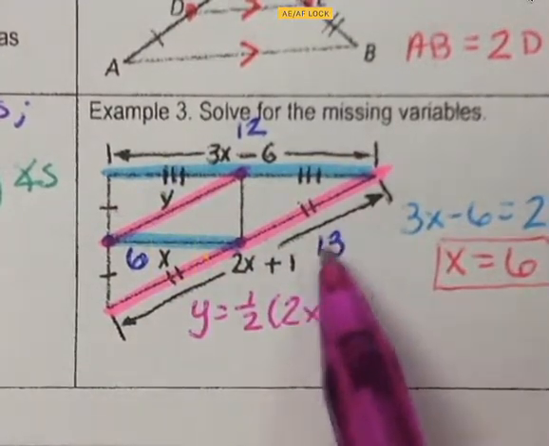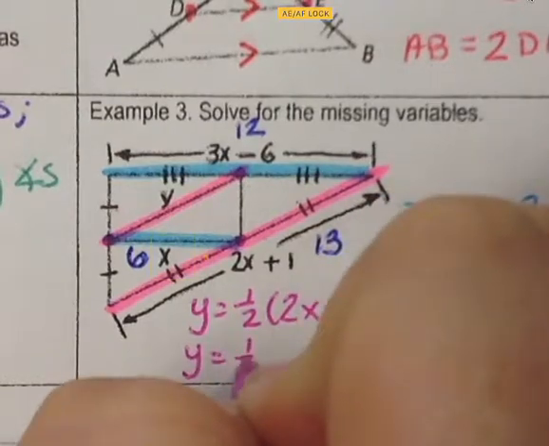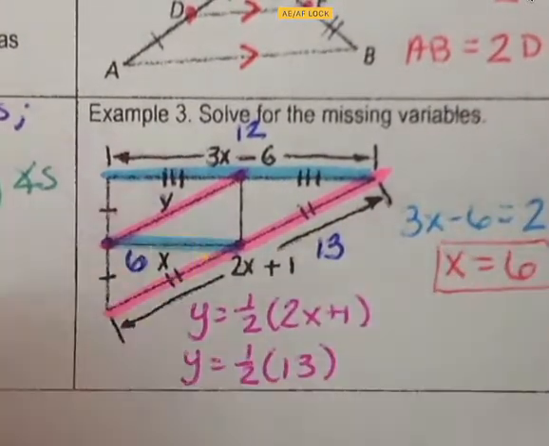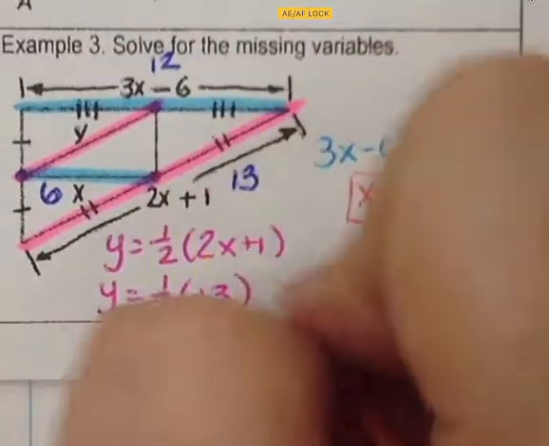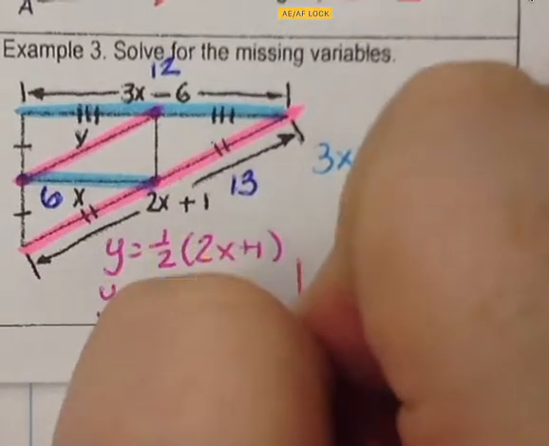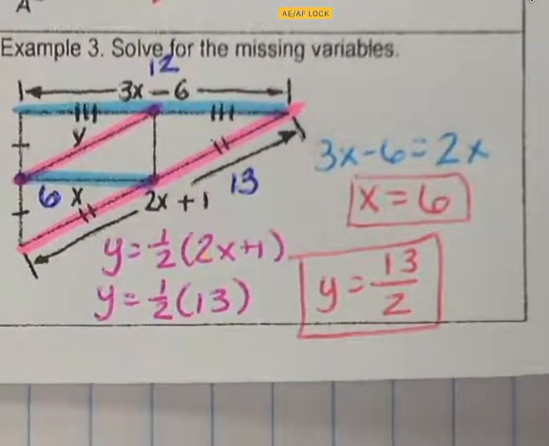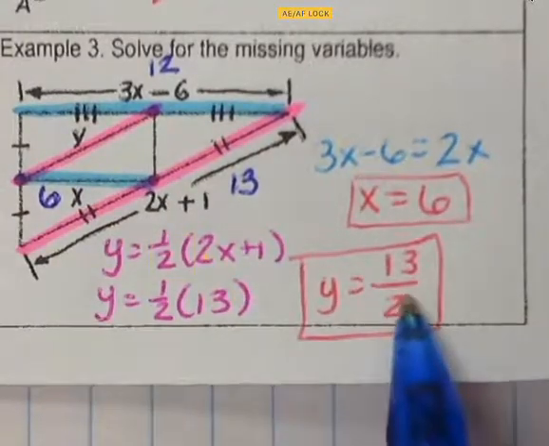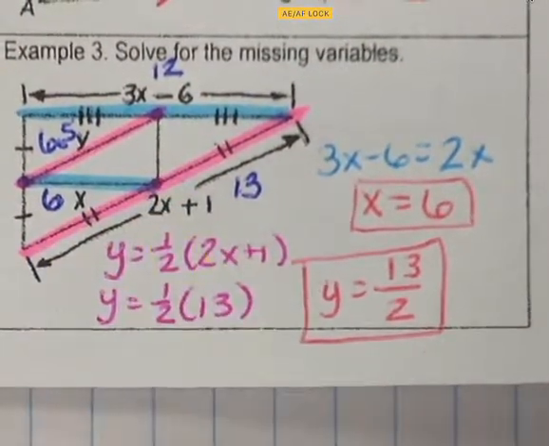But we did find that that 2x plus 1 was 13. So we can actually say that y is equal to half of 13. When we write this out, we should say that y is equal to 13 over 2 because it's an improper fraction. That's our y value. Now when I plug it back in, 13 over 2 is 6.5. So I could put 6.5 right here. And 6.5 is half of 13. So that means that our values were correct.